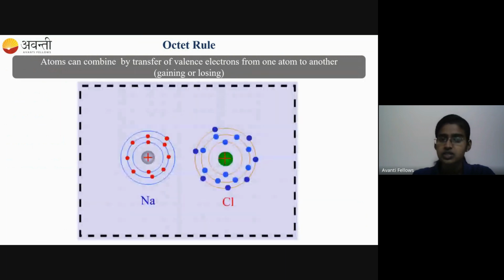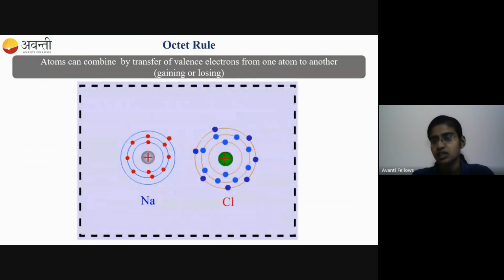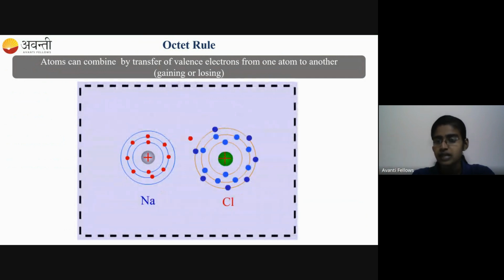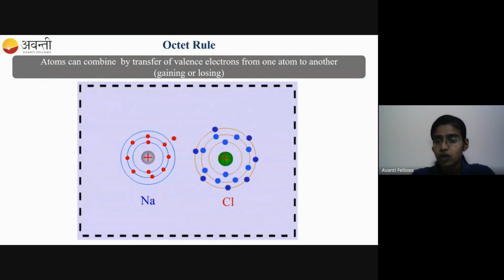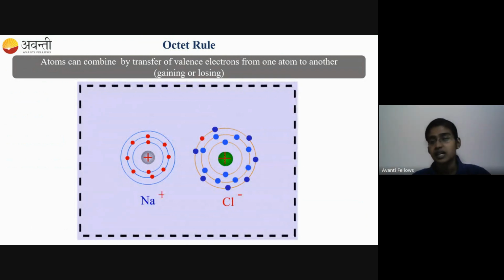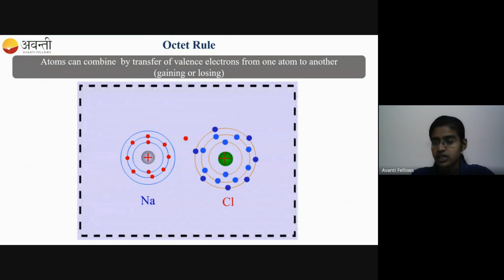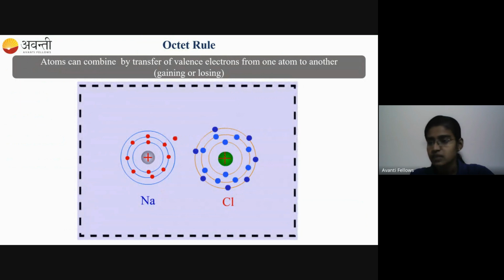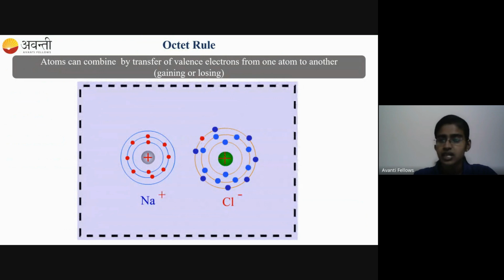Here you see sodium and chlorine. Two atoms are there. Now sodium is giving one of its electrons to chlorine and chlorine is gaining that electron. And now those two atoms are forming the bond. So why do atoms combine to form a bond? The reason is to attain stability by releasing energy. The reason for the combination of two atoms to form the bond is to attain stability by lowering the energy. Got it? Here these two atoms are forming the bond by the transfer of electrons.